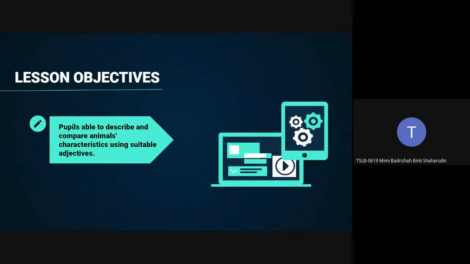So the lesson objective for this website is that pupils are able to describe and compare animals' characteristics using suitable adjectives. As this website teaches them about adjectives, at the end of the lesson, the pupils are targeted to write about the animals and would be able to explain about the characteristics.